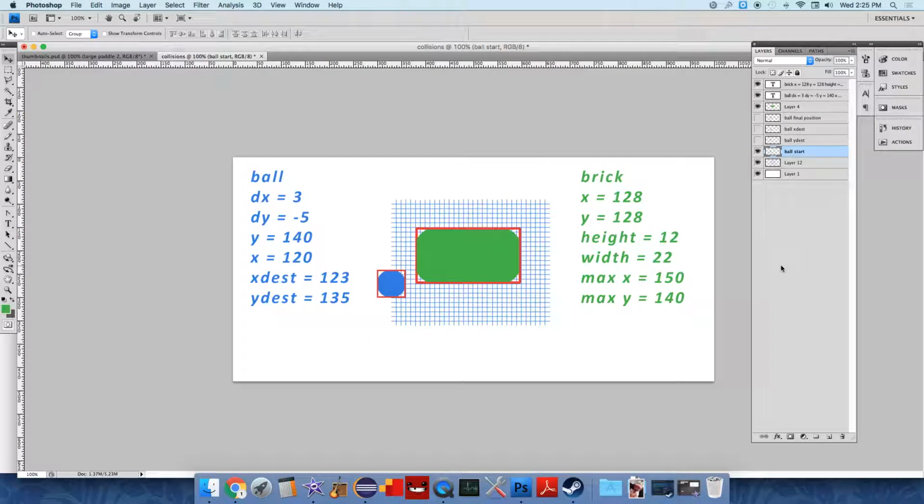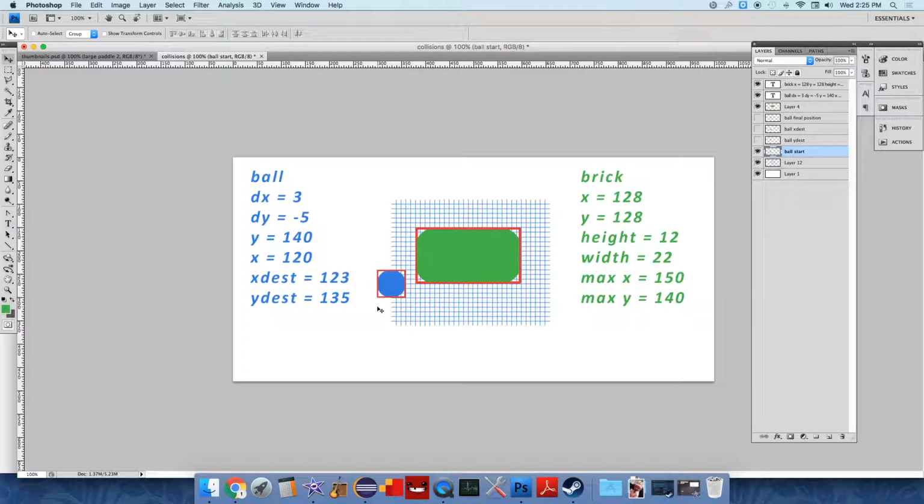Alright, so this video is going to try and explain what's happening with collisions a little bit, or the way we're going to do it anyway. So here's the situation. The green represents a brick, the red rectangle around the green represents its bounding rectangle that'll be used for collisions. The blue represents the ball, the red around it is its bounding rectangle that'll be used for its collision detection.